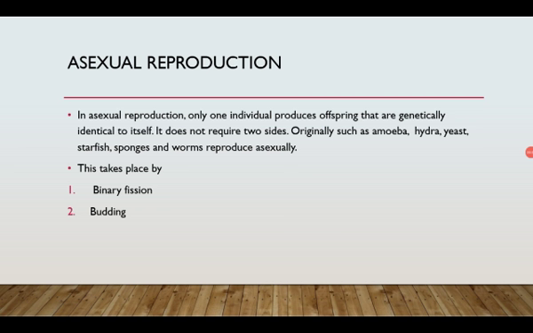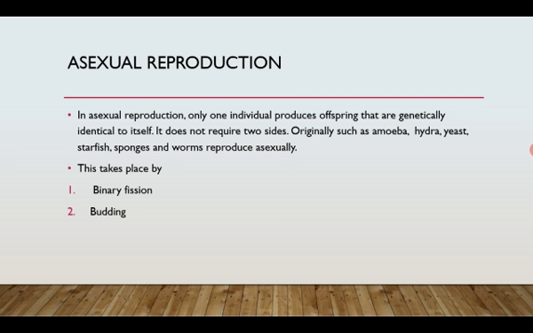Now, students, we will study reproduction, asexual reproduction. Asexual reproduction means reproduction which takes place without the help of sex. It means the male reproductive unit and female reproductive unit do not take part. The reproduction that takes place in another way, we call asexual reproduction.